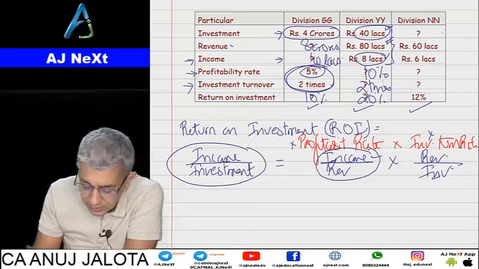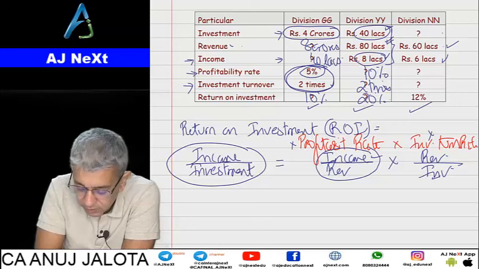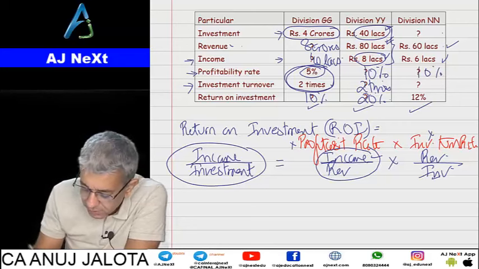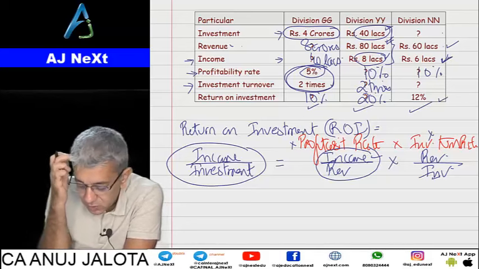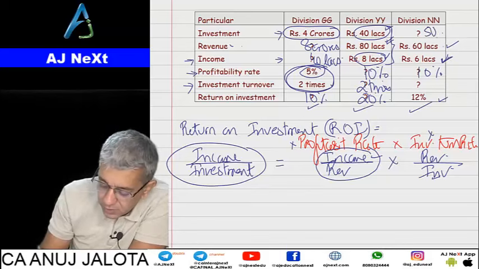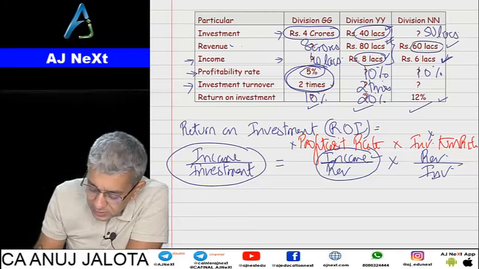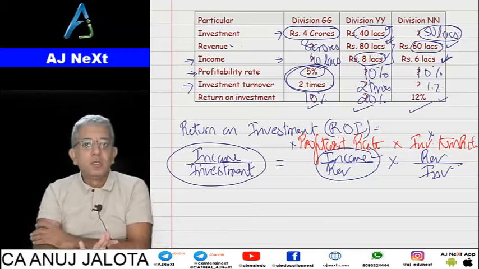This thing is not there, this thing is not there. But see, income upon revenue will give you the profitability rate, that will be nothing but 10%. Then 6 lakhs divided by the ROI should give you the investment. So 6 lakhs upon 12% should come to 50 lakh rupees. And investment turnover then will be 60 lakhs upon 50 lakhs, that is nothing but 1.2 times. So this is your data.